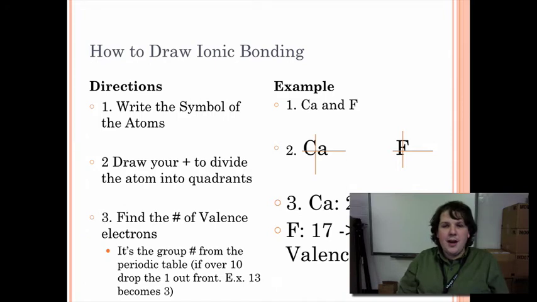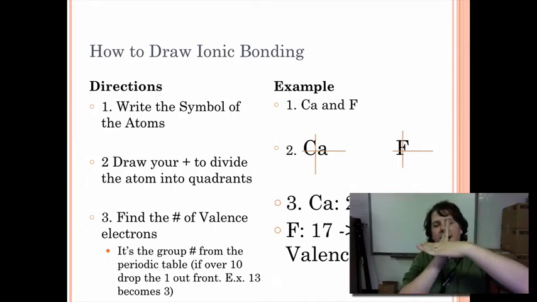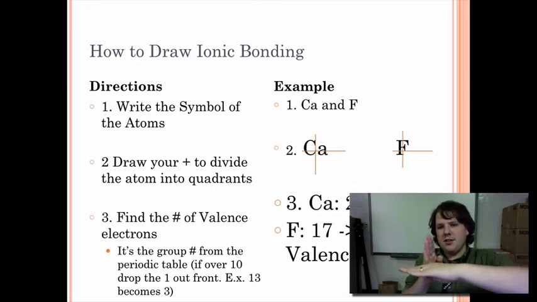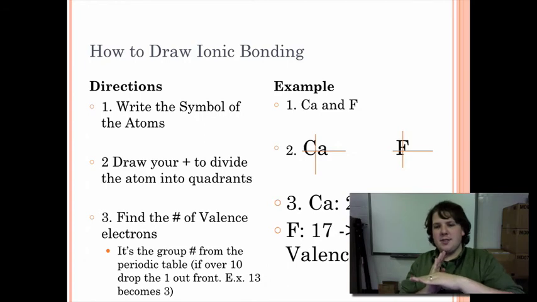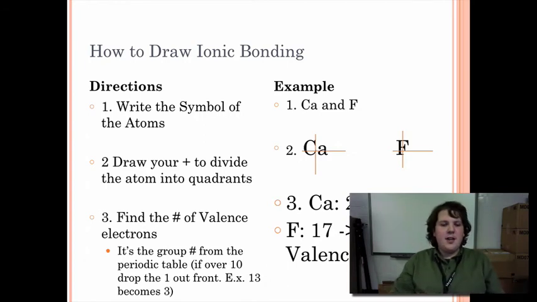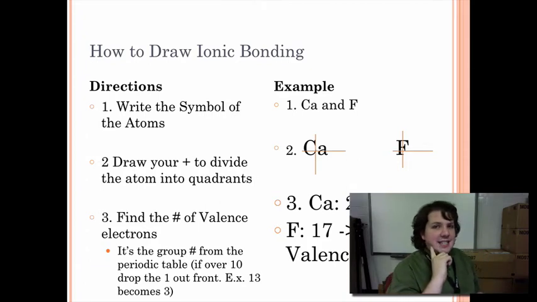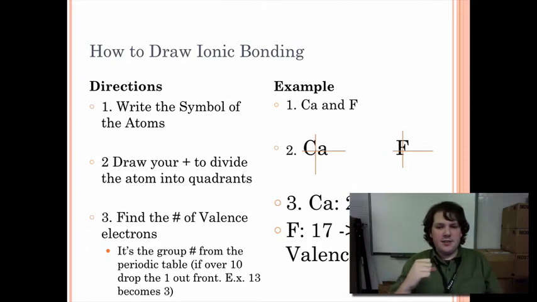Step 2, we're actually going to draw a cross. We're going to divide our element symbol into quadrants. Going to give us 4 sides. Alright, see the crosses on step 2? Step 3, go back to what we talked about on the last slide. You need to find the number of valence electrons. Calcium starts off in group 2, so it's going to have 2 valence electrons. Fluorine starts off in group 17, so it's going to have 7 valence electrons.